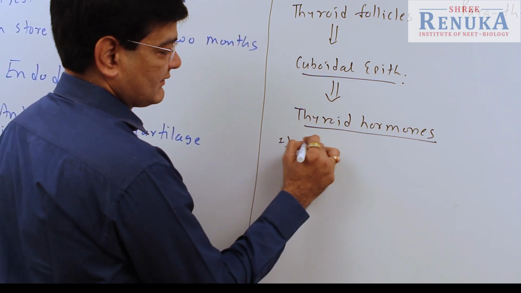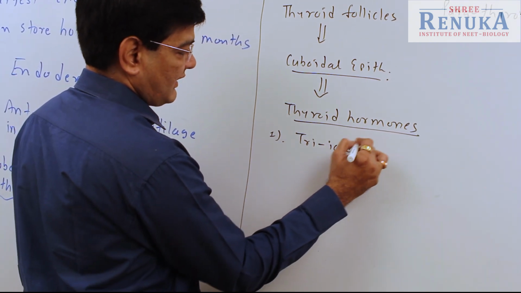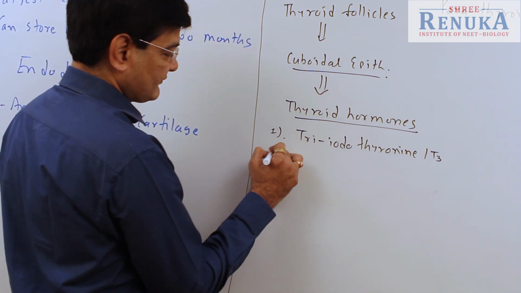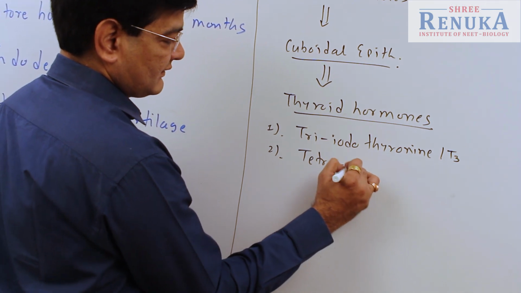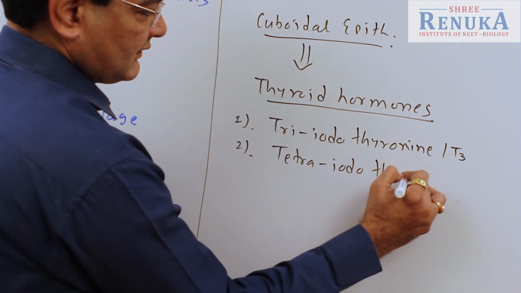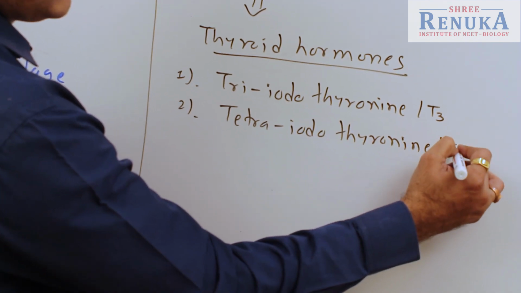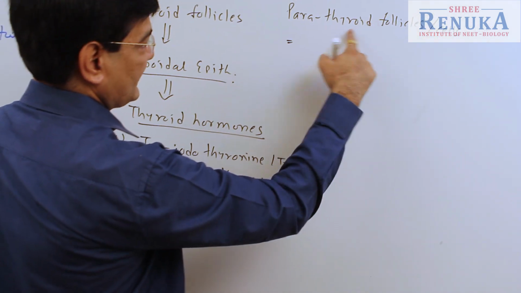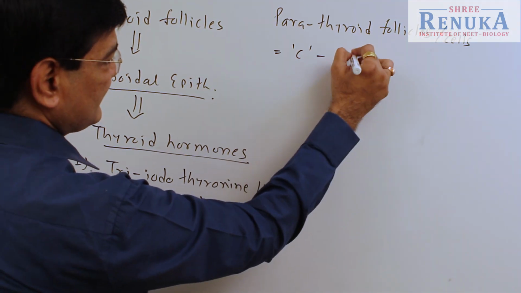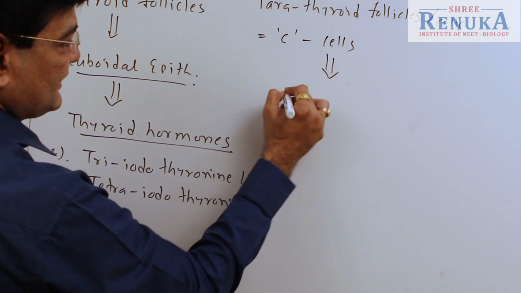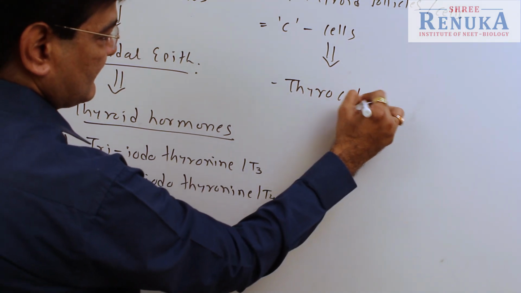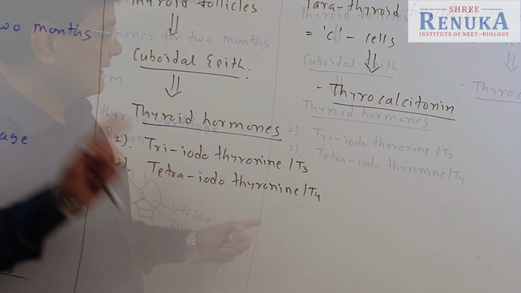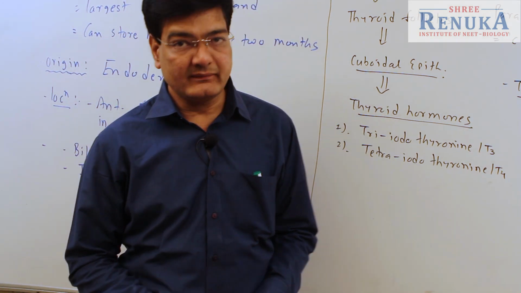and these are triiodothyronine, that is also called T3, and tetraiodothyronine, that is T4. Parathyroid follicles or parathyroid cells, also called C cells, are concerned with the secretion of thyrocalcitonin hormone. The effect of both the hormones is different.